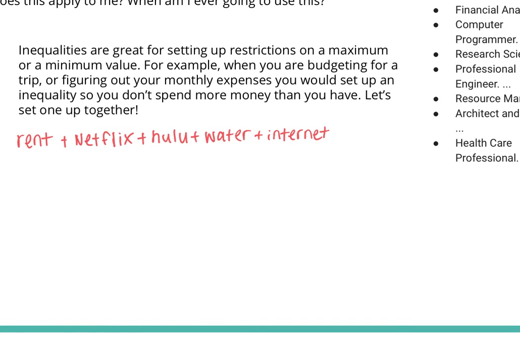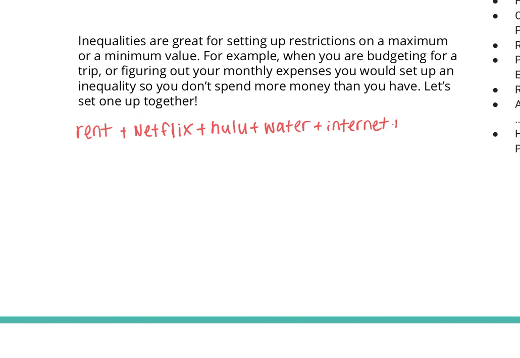Let's see. And we'll just put... because there's a few other things that I pay for, okay? Now, all of these expenses have to be less than what I make. The money that I make, okay? So we'll label this profit.